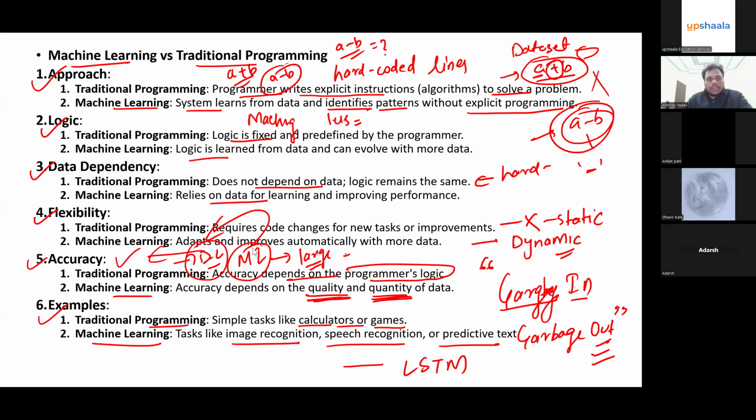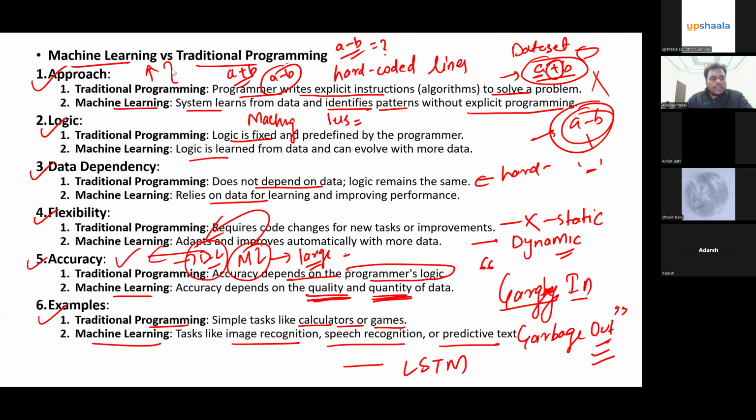So this was the small difference between machine learning and traditional programming. This is the reason why traditional programming was not working in dynamic conditions. That was the main reason why machine learning came into existence. Okay, so this should be very clear.